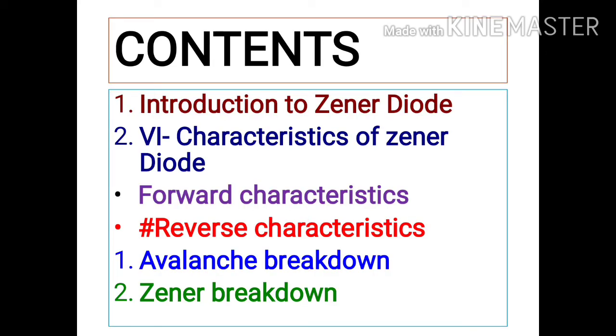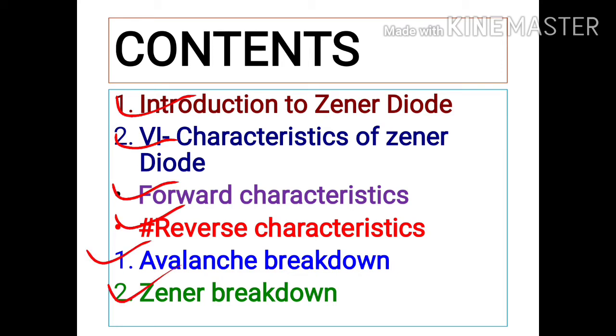This is our lecture number 25 in electronic devices and circuits. So in this lecture we are going to study about the Zener diode. First of all we will see the introduction to the Zener diode, then we will study about the VI characteristic of the Zener diode for forward characteristic and the reverse characteristics. In reverse characteristic we will see two important phenomena, that is avalanche breakdown and the Zener breakdown.